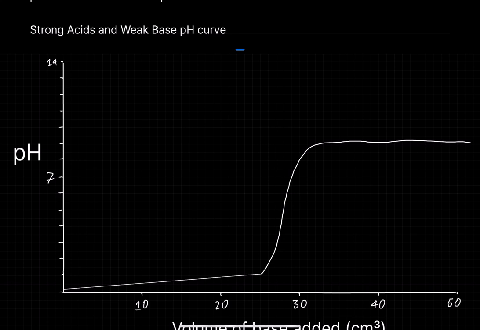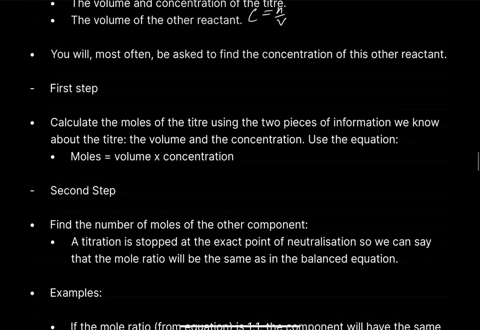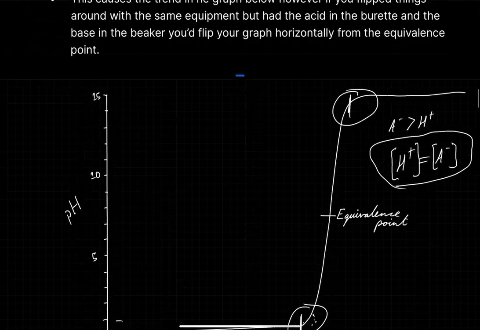So first I'm going to show you 3 separate graphs. The first, is it going to be 3? Yes. So yes, 3 graphs. One of the graphs you've already seen before. That was strong acid and strong base, and that's what this graph looks like here.